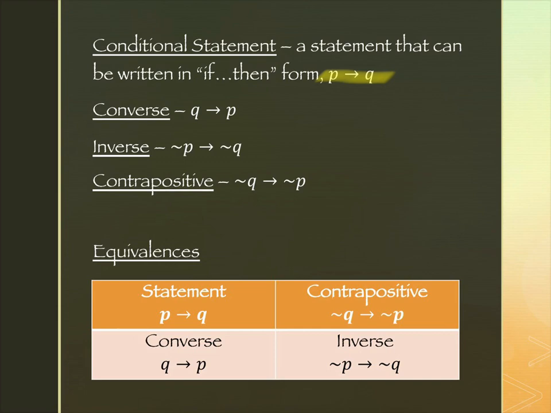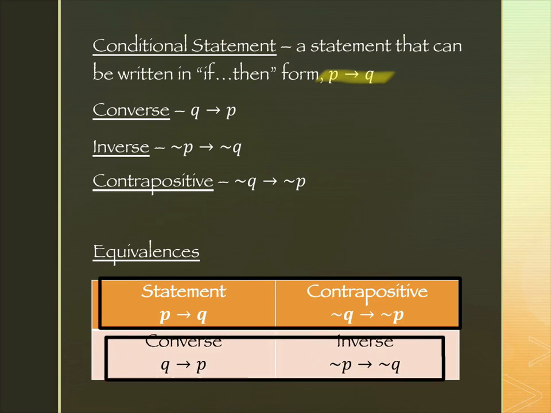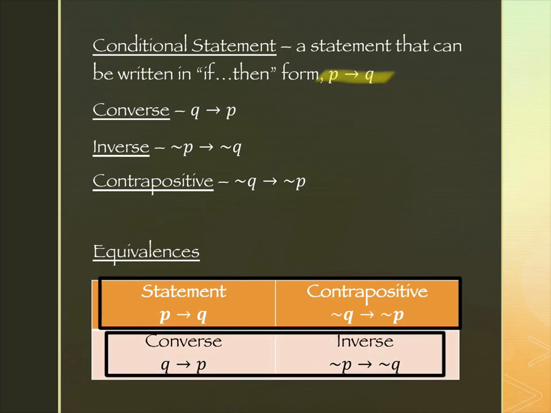And there are equivalencies among these different statements. In particular, statements and their contrapositives are equivalent. And we'll do some examples so you can see why that works. But these are equivalent statements. They sound a little bit different, but they mean the same thing. And converses and inverses are also equivalent statements. Again, they sound a little bit different, but they mean the same thing.